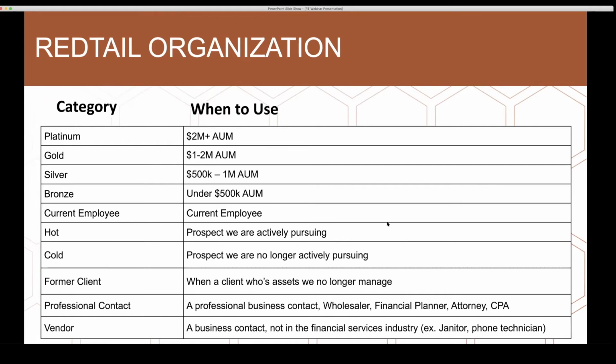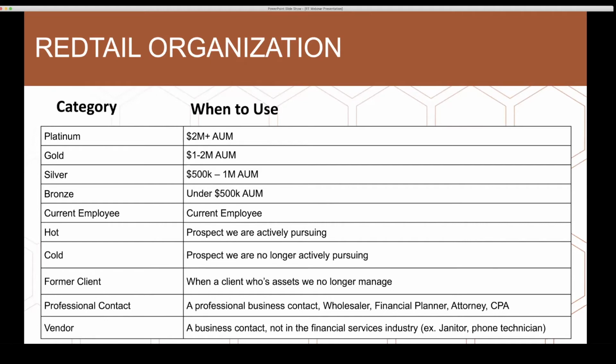And that's why here I have it broken down by hot and cold. My hot prospects are the people that I'm actively pursuing, and my cold prospects are they weren't a good fit. They didn't meet our firm minimum, or we got a weird vibe from them, and we decided not to take the relationship any further. So we indicate them as cold prospects.